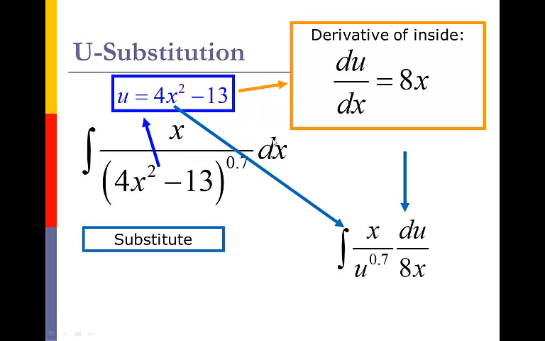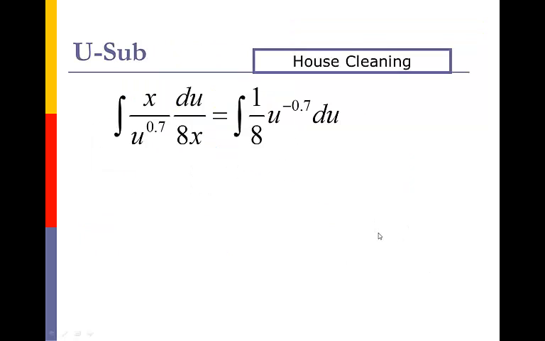And then we're going to get rid of this dx here because we're going to do a little cross multiplying, clean this up so that 8x is downstairs with the dx there. So that would mean dx is equal to du over 8x. And so that's what we've got here, a substitution. This is all equivalent to what dx would be worth. And then notice that the x's will cancel out, and that's our house cleaning.